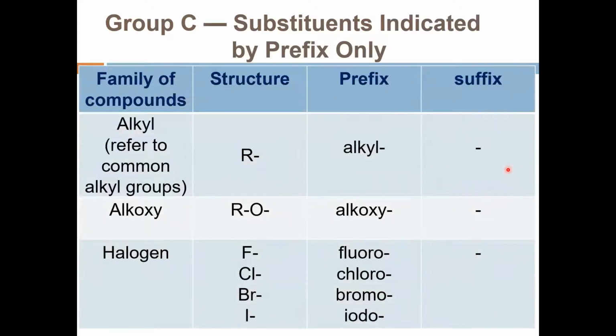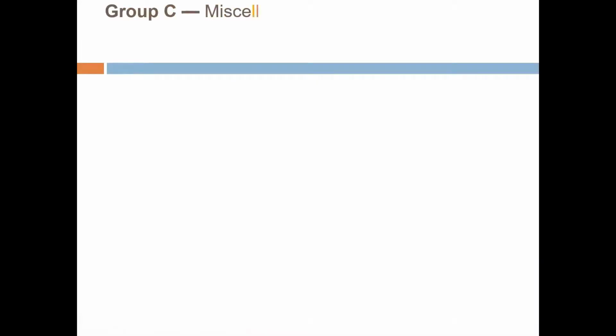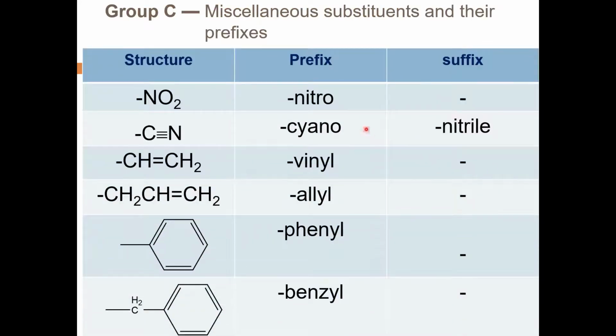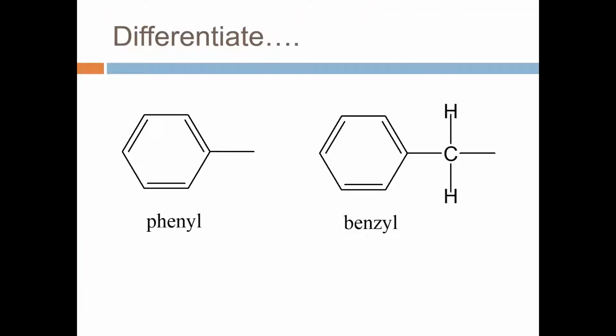For group C, we have several compounds: alkyl, alkoxy, this is ether, halogen. We also have nitro, cyano, vinyl, allyl, phenyl, and benzene. Notice and differentiate the difference between phenyl, a benzene ring, and benzyl, which has a CH2 after the benzene ring.